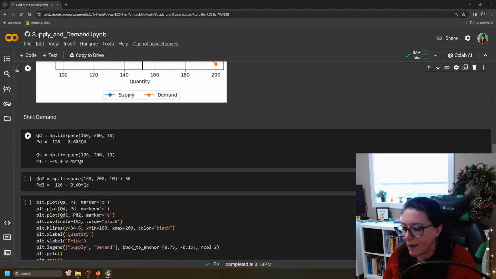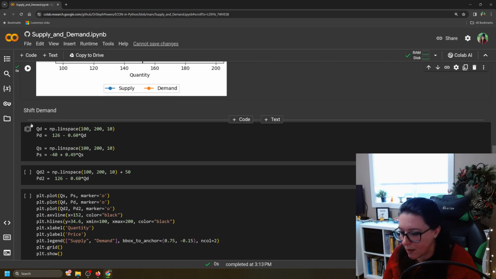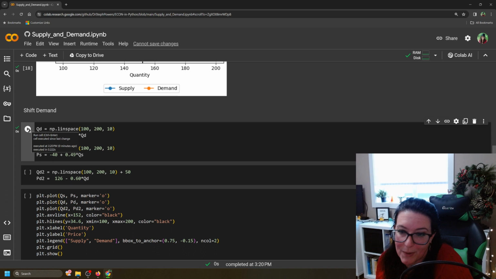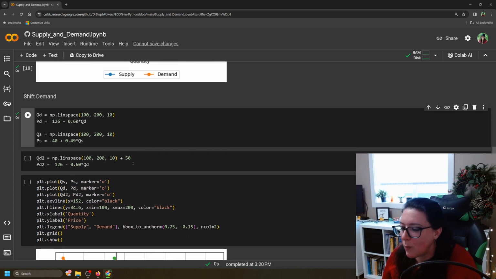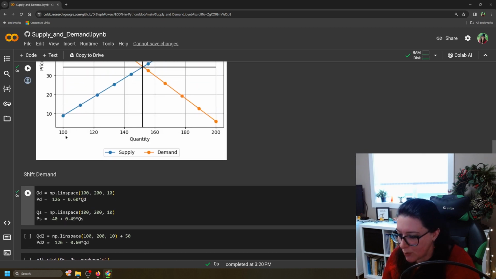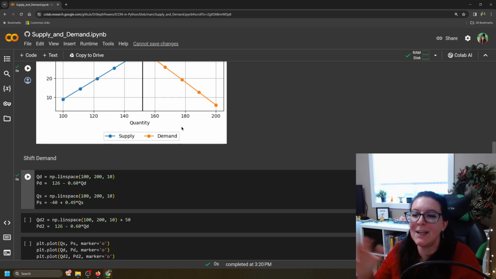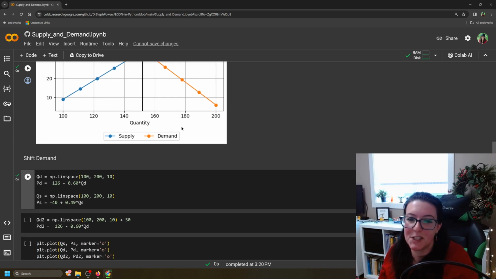So how do we do that? Well, if you have the formulas here from your original scenario, or if you're doing theoretical, start with these. Then we need to take our quantity demanded that went from 100 to 200, so over this range in 10 increments, and we want to increase demand. So we're going to shift it to the right.